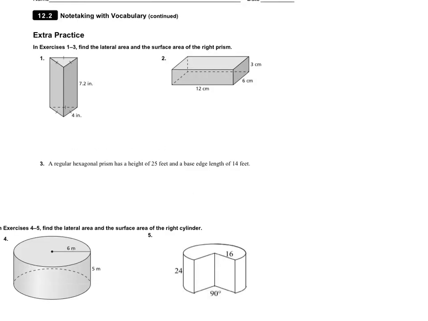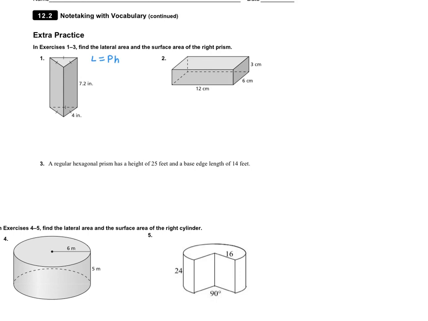All right, so now let's do some examples. So for this first one, we've got a prism. We're asked to find the lateral area and the surface area. So for the first one, to find the lateral area, we're going to do perimeter of the base times the height of the entire figure.